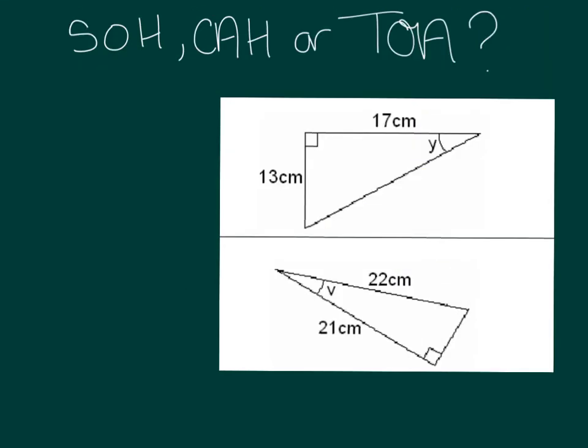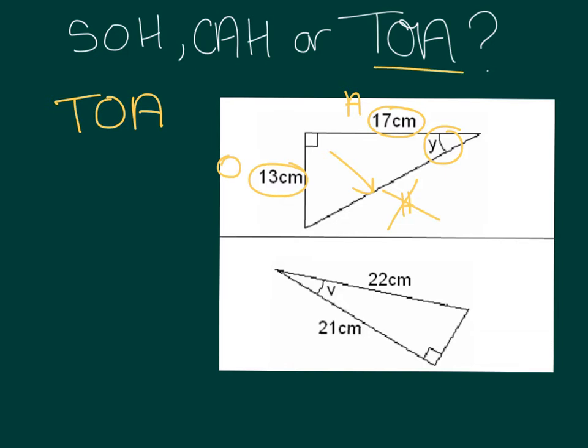Okay, so here's a couple more. We've got the angle, we've got the opposite, it's opposite that angle, and we've got the adjacent. In this case, we don't have the hypotenuse, there's nothing there, it's not important to this question. So we've got O and we've got A, so it must be TOA.